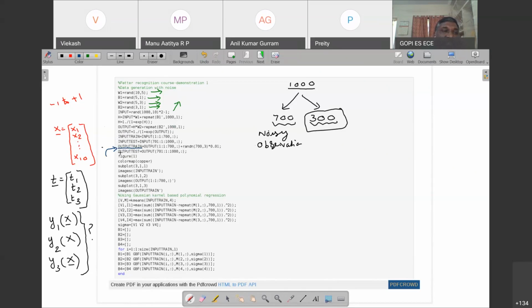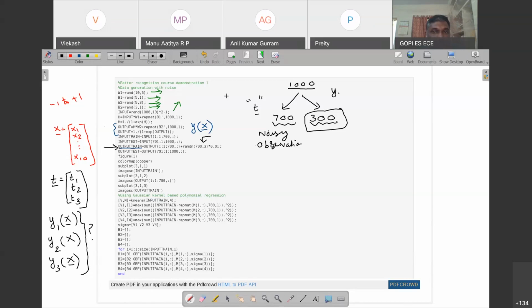I repeat, this is the noisy observation T, the output train. Strictly, before adding noise they are y of x. Only at this point we have T, because you are adding the noise. So what is available to you is 700 T's, the T vector. You have to say it like this, because now we have 3 elements in it: 700 T vectors, and then 300 of this vector.